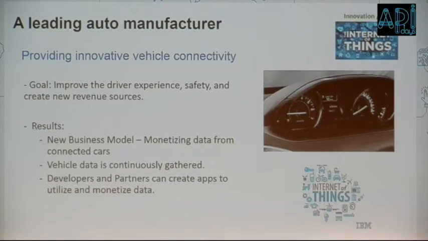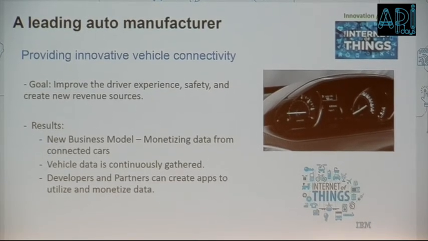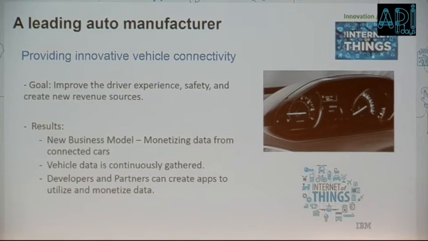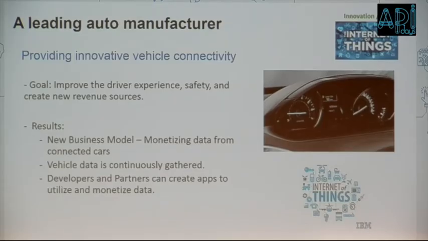And the last one of the customers I'll talk about is an automobile manufacturer who you probably know who they are. And they are gathering information from connected cars and selling that information to partners as a third-party new business model monetization. So this is an innovative approach to doing things in a new business scenario that they did not have before.